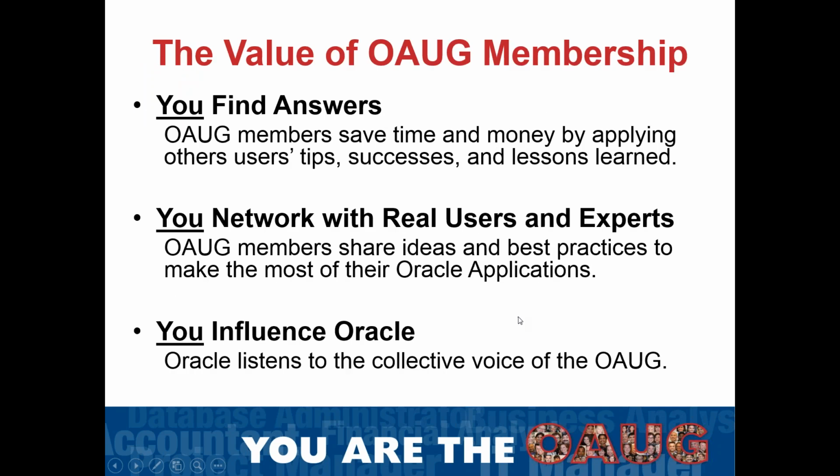So let's move on. First of all, one of your primary functions as ambassador is to help your coworkers understand the value they get from your company's membership. And as you know, there are three key areas. Education, finding the answers that you need. You and your coworkers can save time and money by applying other users' tips and successes and lessons learned. You can talk with other people at different companies to find out what they did when they were facing a problem that you're facing today. So getting the education you need is one of the primary benefits of your membership.